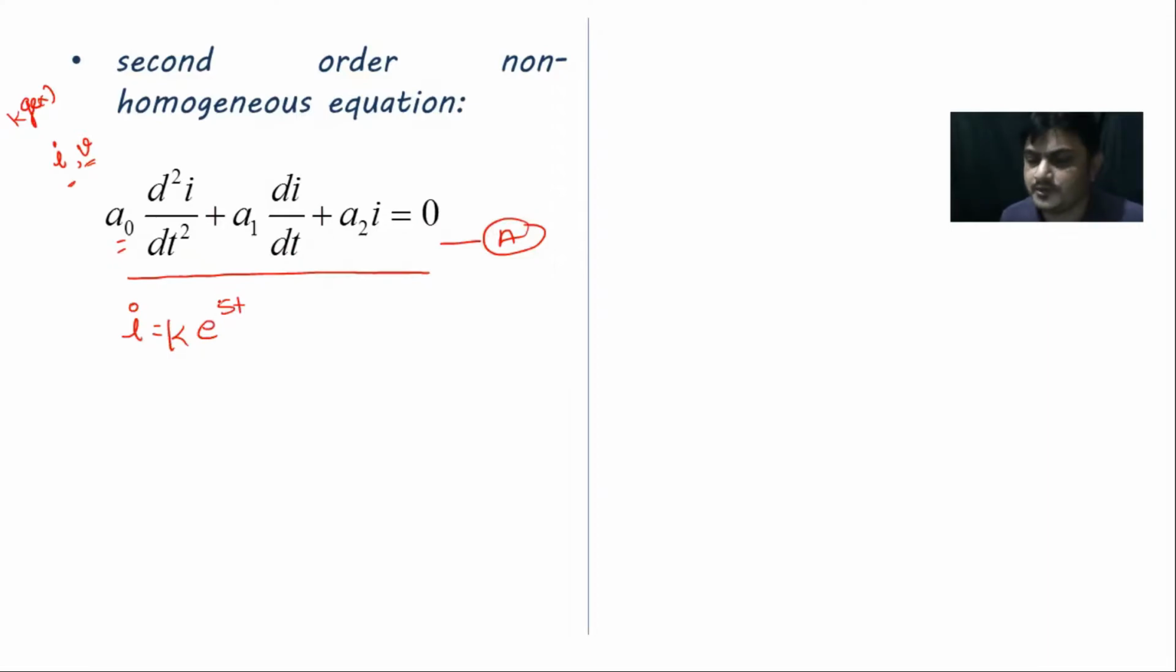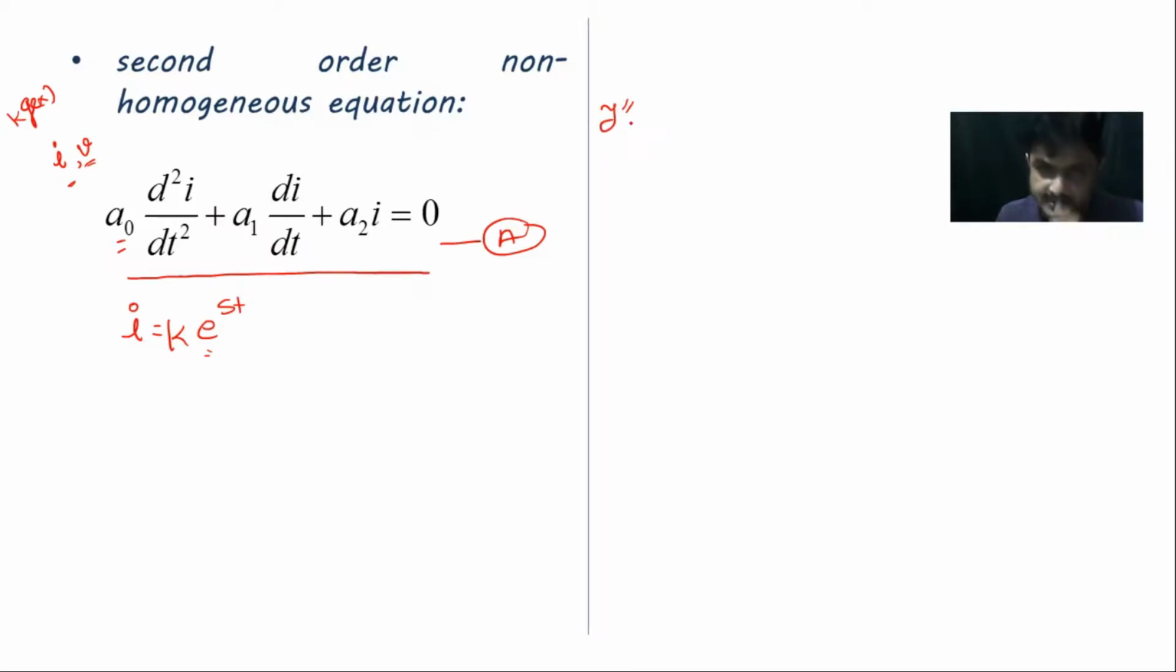Now the most important thing is why I am assuming i that is equal to k into e raised to st as the solution. You may have some other option, right? So first I will explain why I am considering this. Let us say we have one second order differential equation.